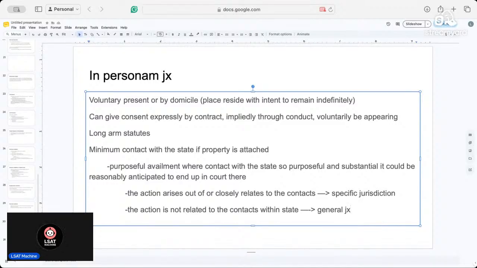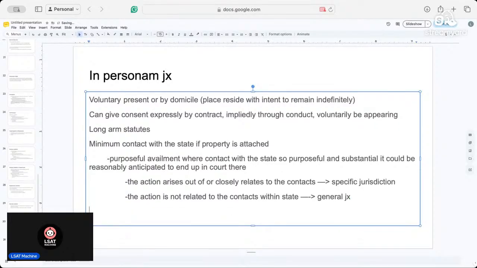And then you have to ask if it would offend traditional notions of fair play and substantial justice for the court to exercise jurisdiction.